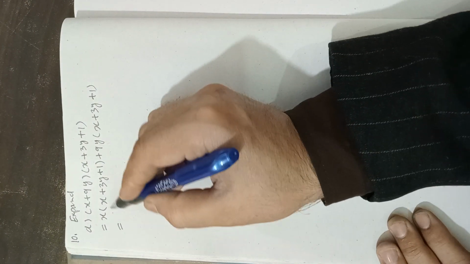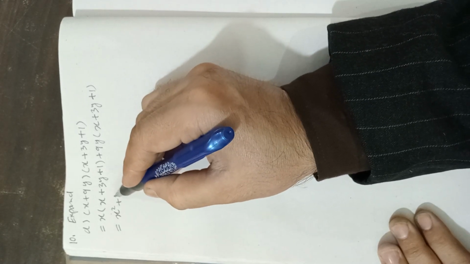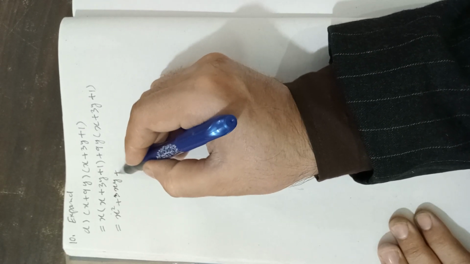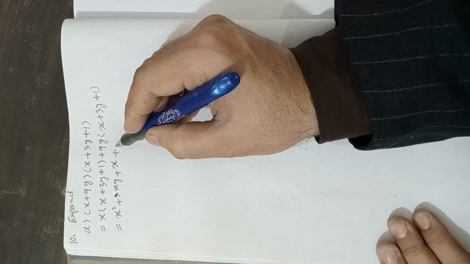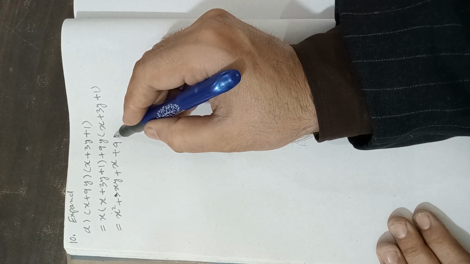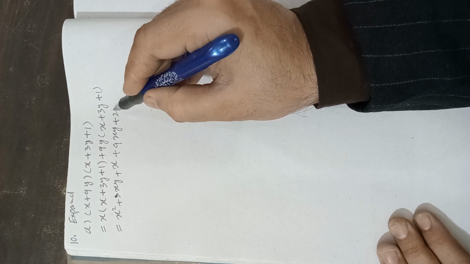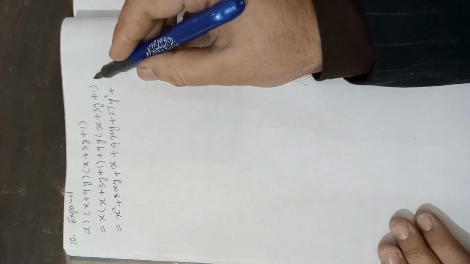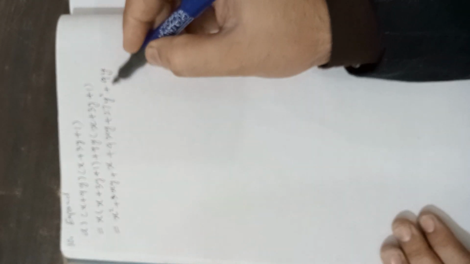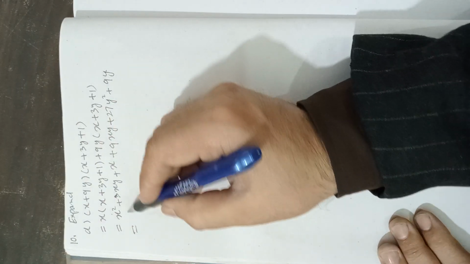Now multiply it. X multiplied by x is equal to x square, and x multiplied by 3y is equal to 3xy, and x ones are x. Then 9y here, and x multiplied by y is again xy. Then 9 multiplied by 3 is 27, y multiplied by y is y square, and 9y when multiplied by 1 it will remain same, 9y. Now make the arrangement properly, and you will write the similar term together.